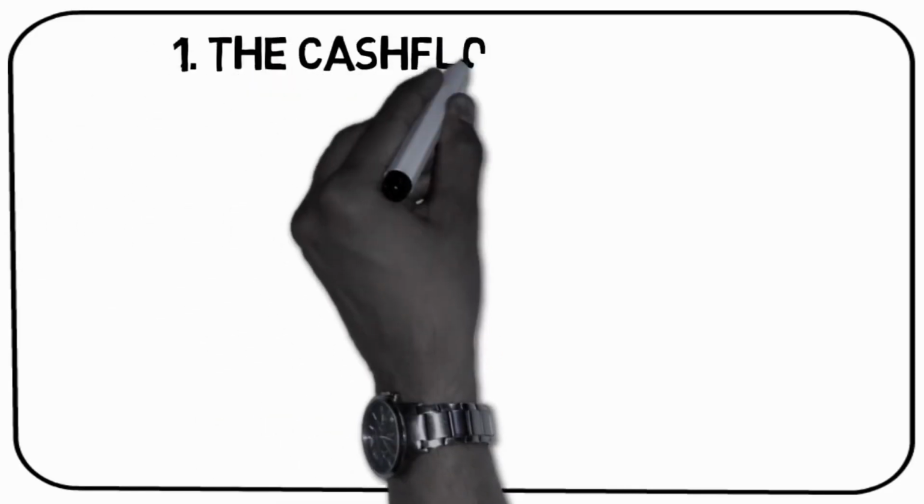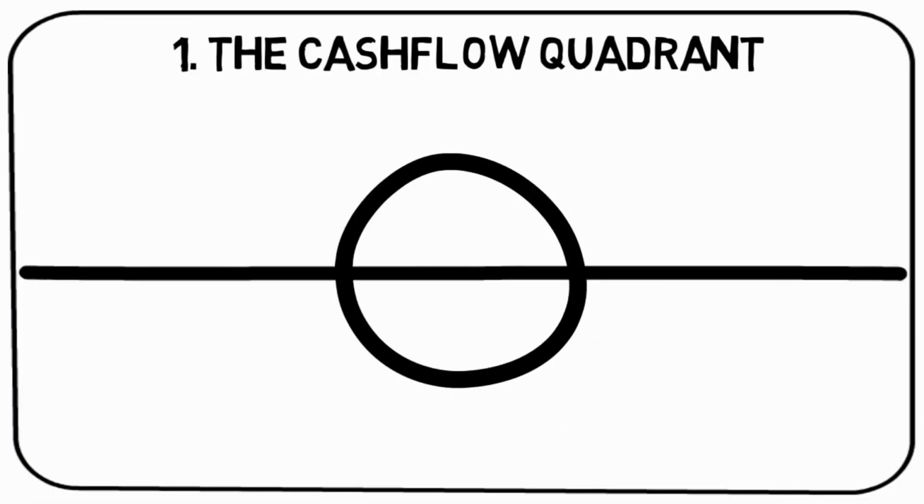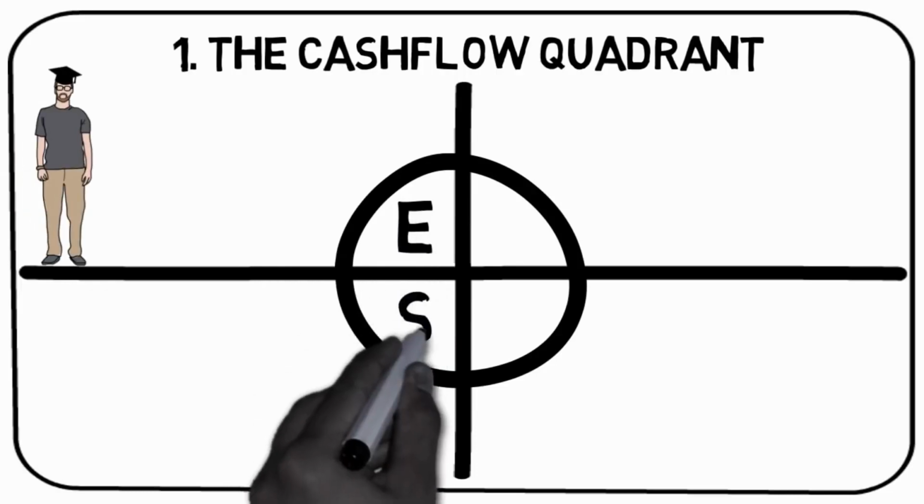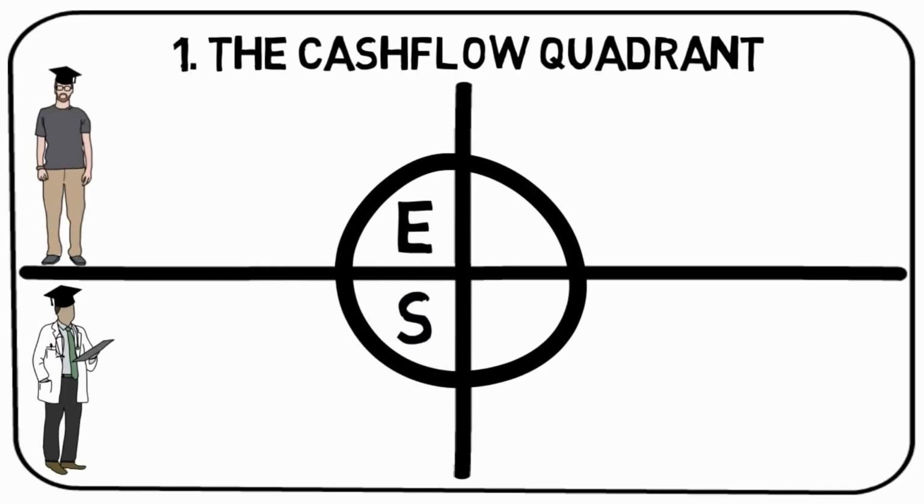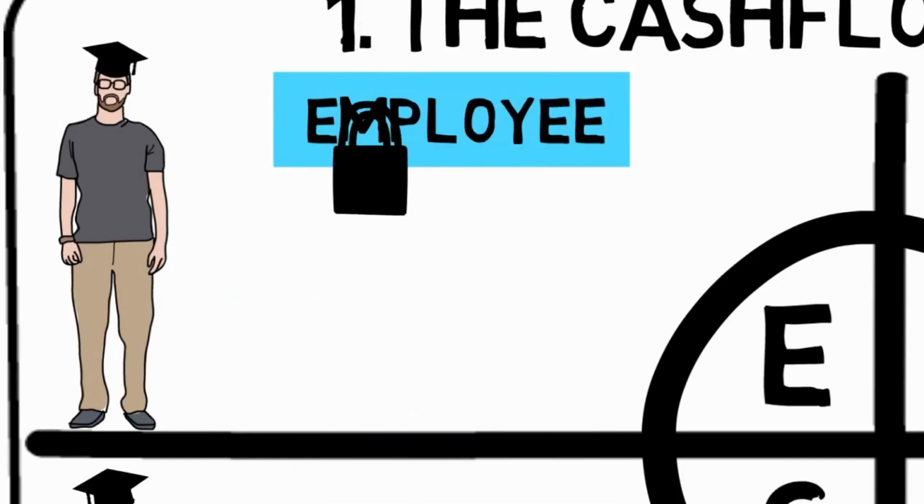Takeaway number 1. The Cash Flow Quadrant. The Cash Flow Quadrant is a simple model that explains that wealth can come from 4 different sources. Which quadrant you belong to depends on where most of your income comes from. The 4 different quadrants are E, the employee, S, the small business owner or self-employed, B, the big business owner, and I, the investor.